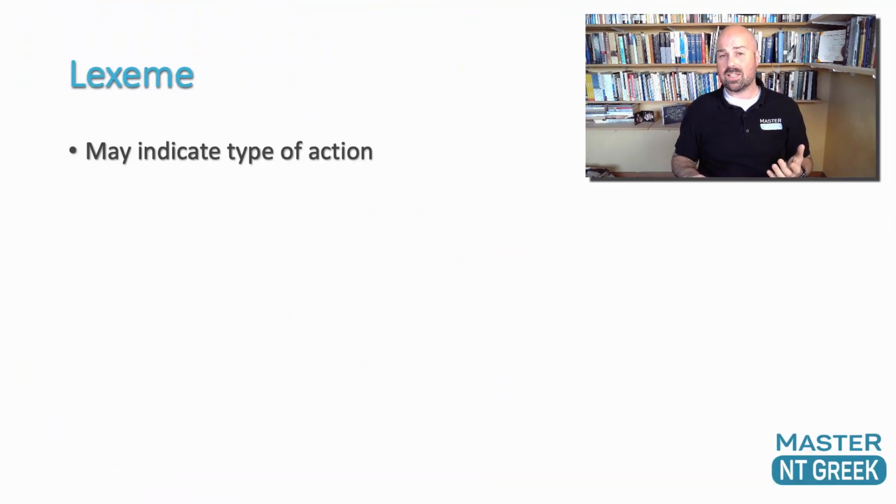So to understand how a verb is working, you need to take these things into account from the tense form itself. But the tense form itself is not the only thing you're looking at. The other thing that's going to give you a clue here is what's called the lexeme. And this is going to indicate what the word actually means. So the meaning of the word actually builds into it something of the type of action that is taking place.